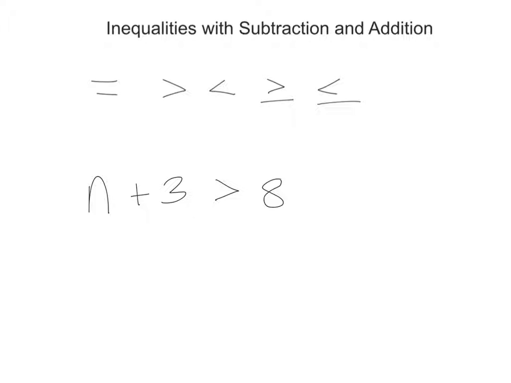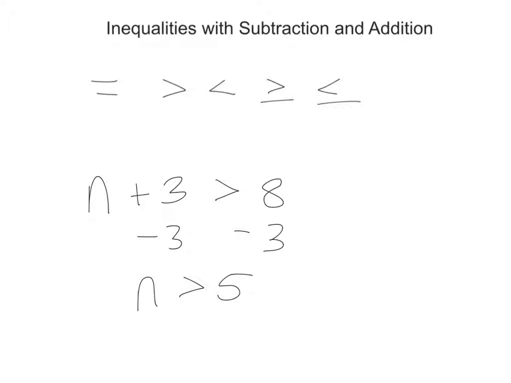So how we're going to solve this is just like we do the equations. We're going to use the subtraction property of inequality, which means that whatever we do to the left side of this inequality, as long as we do it to the right, we still have a balanced inequality. Now what's important, just like when solving equations, is that we keep this inequality balanced. So we see that once we subtracted 3 from both sides, keeping the inequality balanced, we have the solution that n is greater than 5.